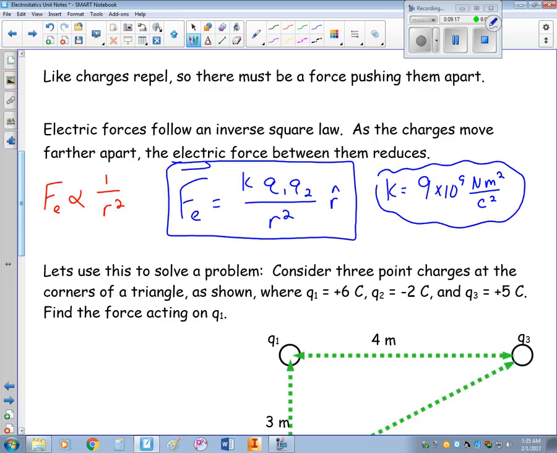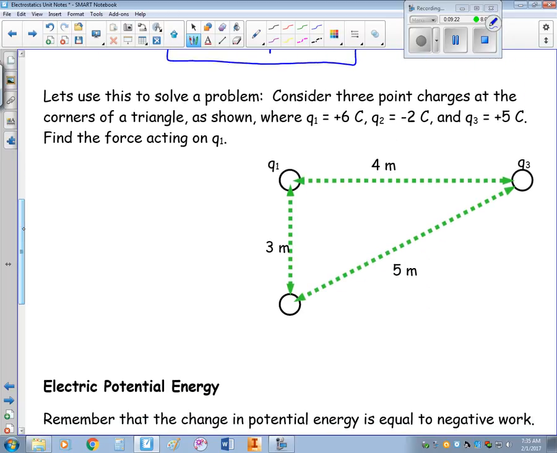So let's use this to solve a problem. Let's consider that we have 3 point charges. Q1, Q2, and Q3 have charges of 6, -2, and 5 respectively. And I have them situated on a right triangle, a 3, 4, 5 right triangle. And I would like to calculate the net force acting on particle Q1. So the first thing I like to do is write the charges beside where they are. So Q1 is positive 6 coulombs, Q2 is -2 coulombs, and Q3 is positive 5.